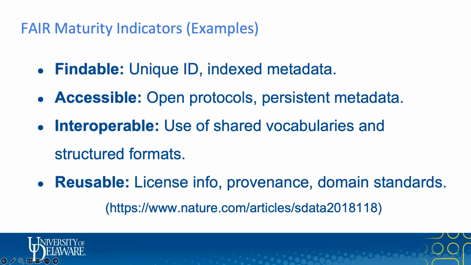Finally, reusable data requires three pillars: a clear usage license, detailed provenance, and the community standard format. This transforms raw data into a trustworthy, reusable resource. Now consider your own dataset. Which of these indicators do you already meet? And where could you improve?